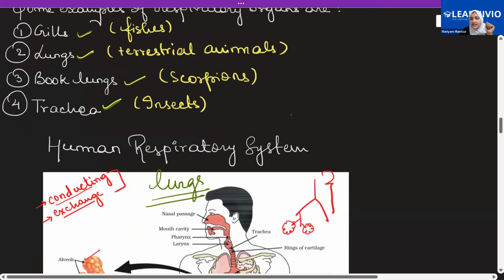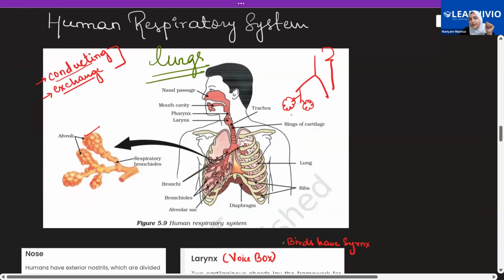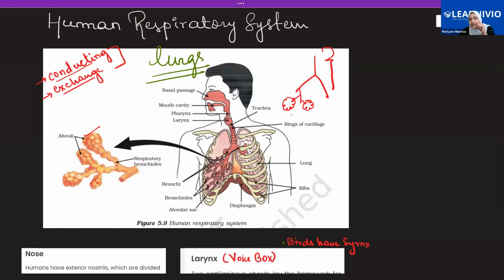But the one that we are concerned with is the human respiratory system, or the human breathing system. So the human breathing system consists of all of these parts that you see right on your screen. You do not need to practice to draw this, but you should remember all the labels. All the labels that are there are very, very important. They will give you the diagram and ask you to label it. So never forget to read all of the different labelings that are there. You should know which is what.